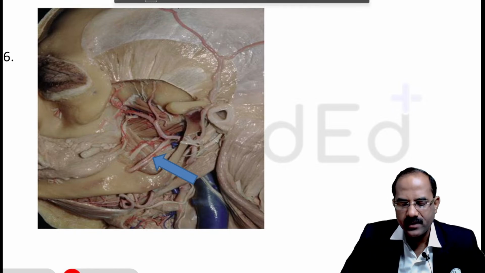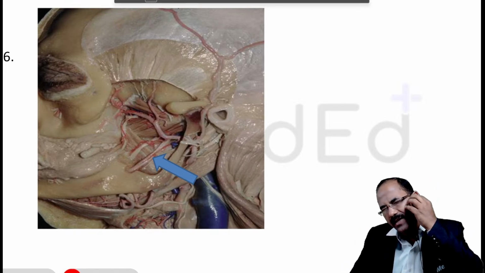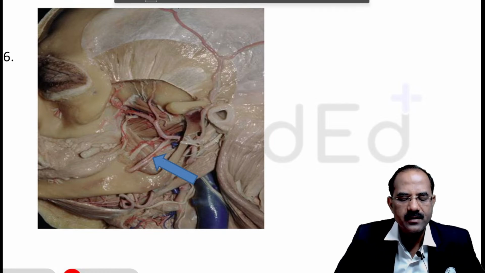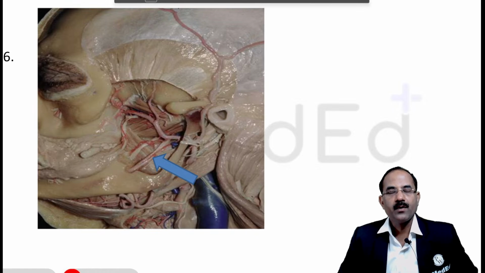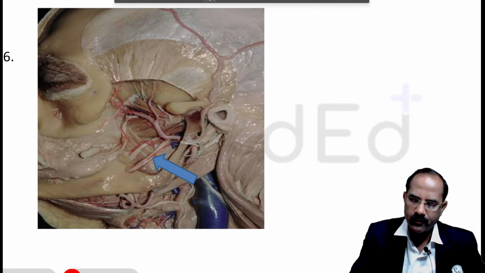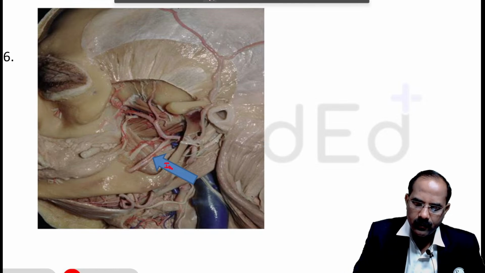What is this pointed structure? Come on, students, we have removed this area. This is the infratemporal fossa that we're looking at. And which is this nerve that we have pointed? This is the inferior alveolar nerve.